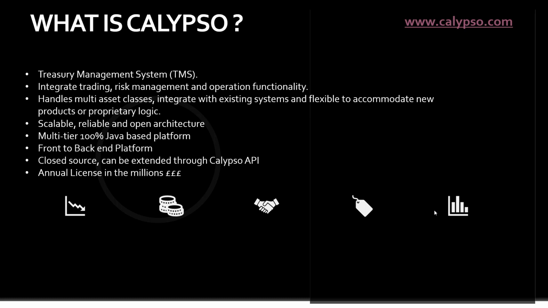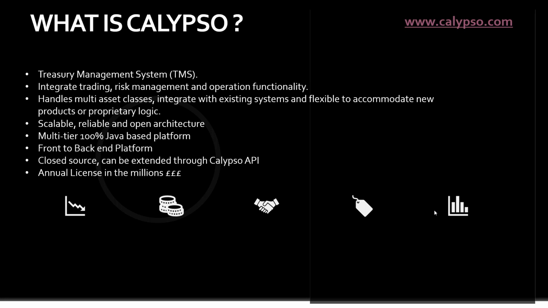So we talked a bit about the incentives of learning Calypso. What exactly is Calypso? I've said it before, it's a Treasury Management System, TMS for short. It integrates with trading platforms, risk management, and also operations functionality. We'll go into the detail of this in the next video, where we'll give you a proper introduction to Calypso. But here I'm just highlighting some of the points.